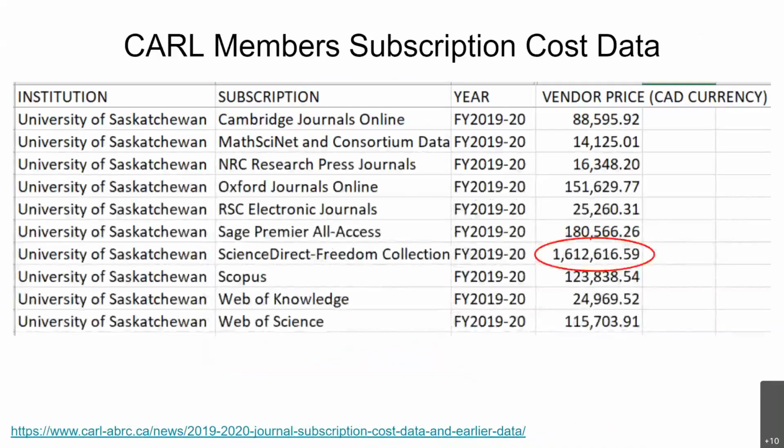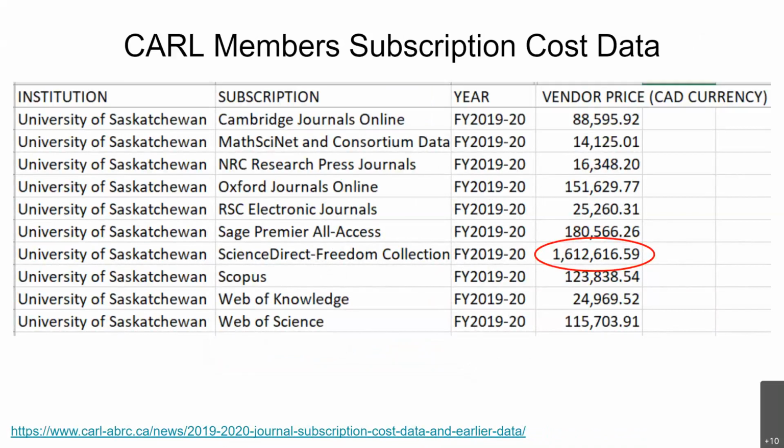Okay, so here's what I mentioned. I wanted to show you some actual prices. University libraries have started being a bit more activist, I guess you could say, in being transparent and posting what we're actually paying every year. This is for the 2019-2020 data. This is our library, University of Saskatchewan.